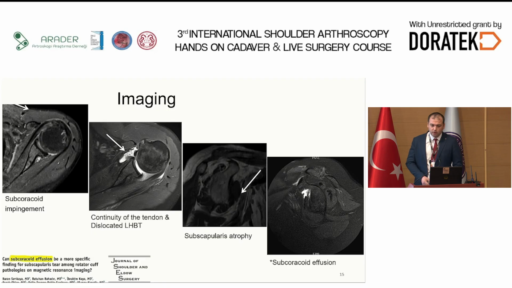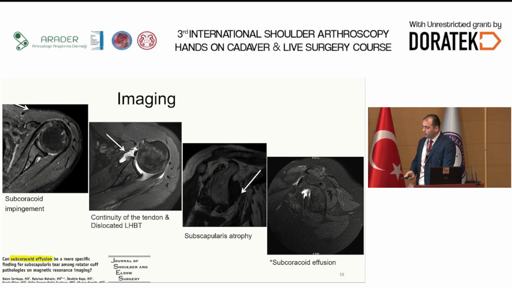In radiology, most of the radiologists still do not report subscapularis tears, but there are things we should look for. We can see the impingement of the coracoid process. Of course, we can see the disruption of the continuity, the contour of the subscapularis tendon. The biceps tendon can be dislocated. In neglected cases, we can see subscapularis atrophy and fatty infiltration.